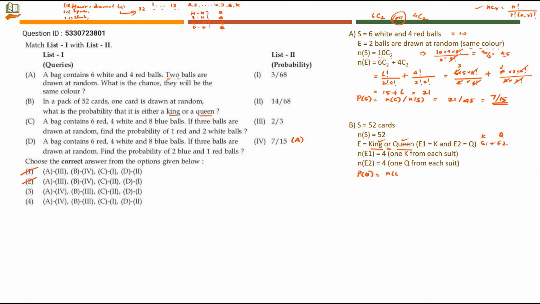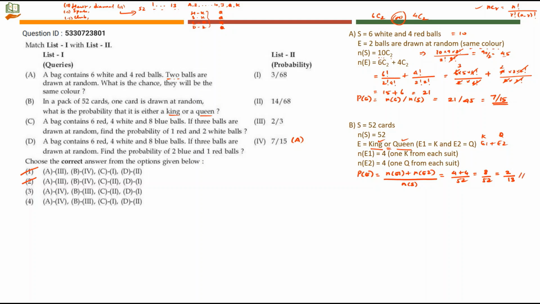It is n of e1 plus n of e2 divided by n of s. What is e1's value? It is 4 plus 4 divided by 52. We will have 8 by 52. You will get 2 by 13. So 2 by 13 will be the answer for B.